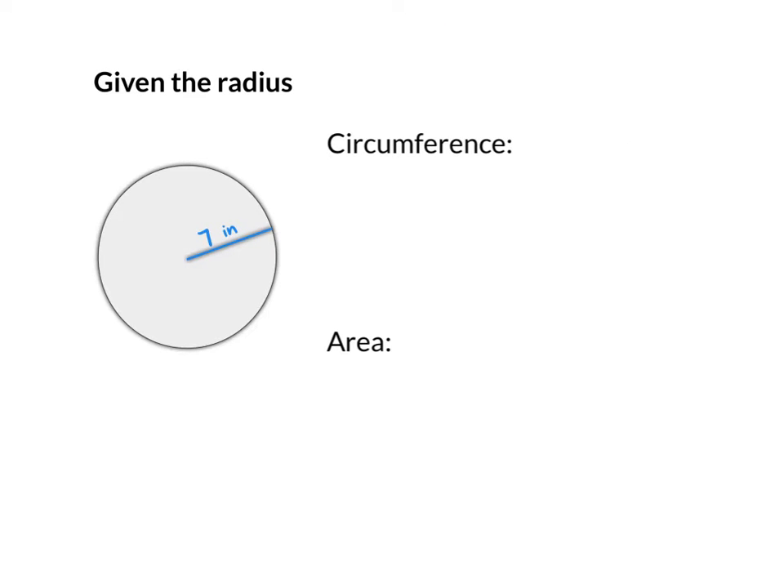Let's start with an example using the radius. Here in my circle, the given radius is 7 inches. So for circumference, using radius, that's the formula c equals 2 pi r. So what I'm going to do is plug in 7 for r. So I would first have 2 times pi times 7.